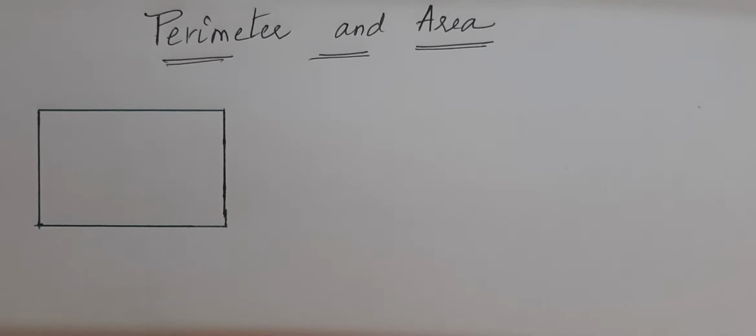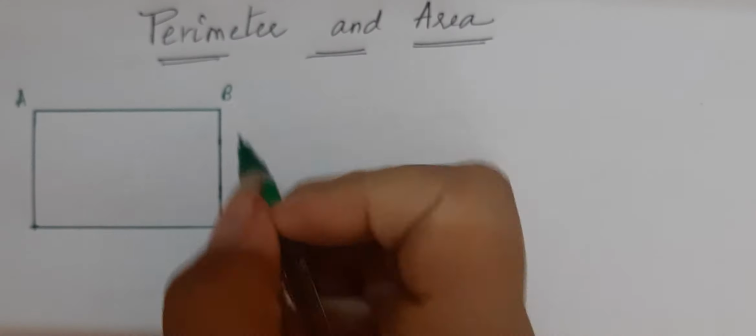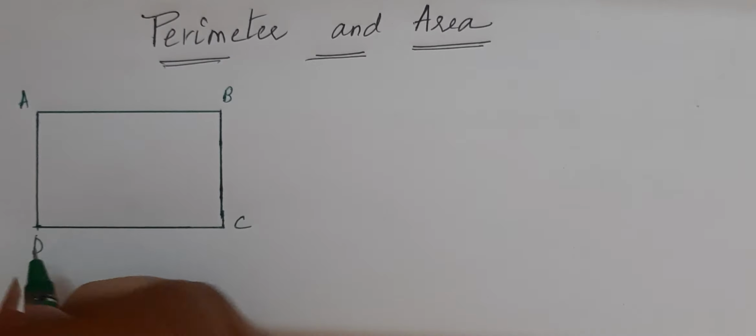Hello everyone, in this video we'll start studying perimeter and area. First of all, to know the concept of perimeter and area, we must know some points. You can all see a rectangle here as A, B, C and D.